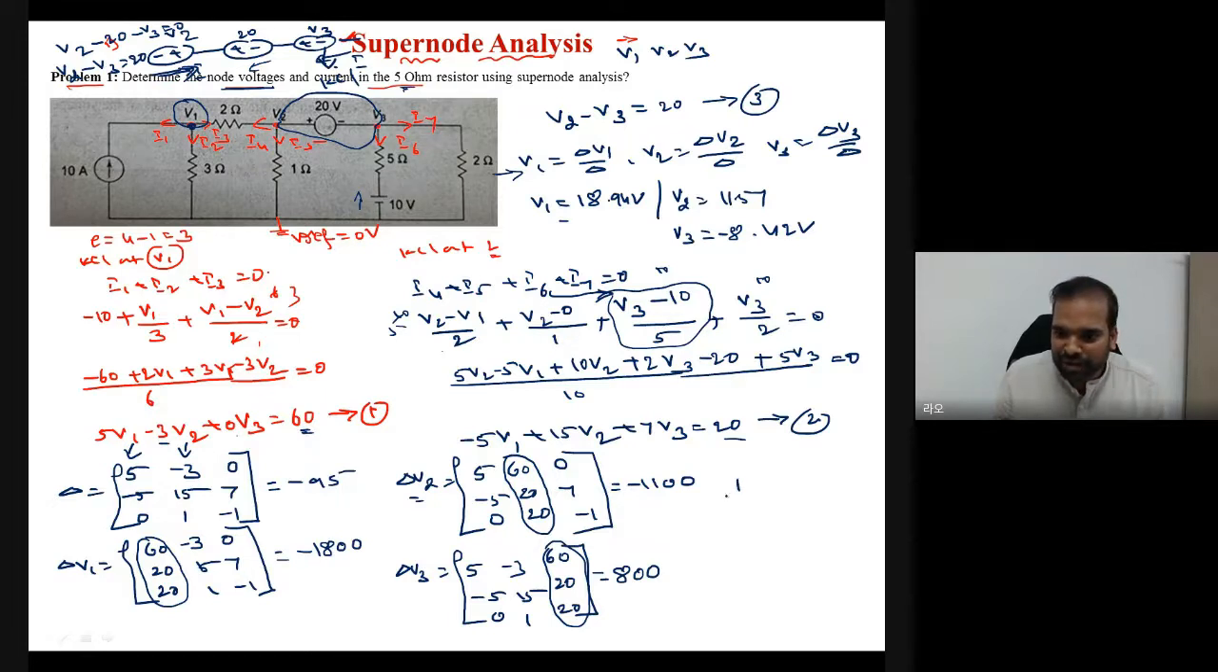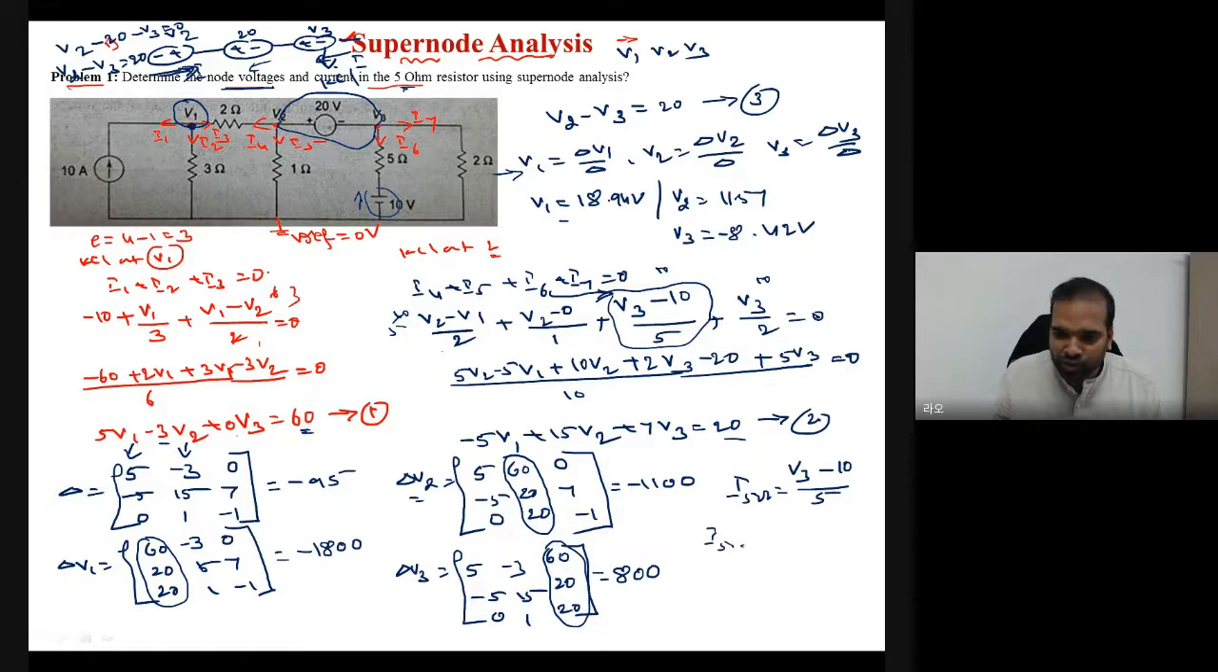The current flowing through the 5 ohm resistor: at one end of the 5 ohm resistor V3 is connected, and at the other end another voltage source of 10 is connected. So can we write +10 or -10? Your assumed current direction is this one, but the actual current flows from down to up as per this voltage source. So you will write V3 minus 10 by 5. You already know V3. So if you substitute V3, it is (-8.42 - 10) by 5.